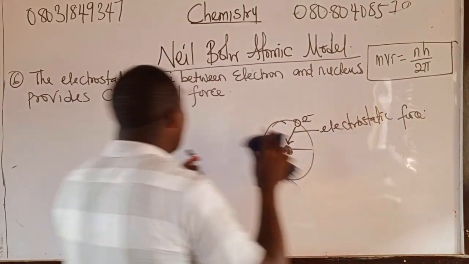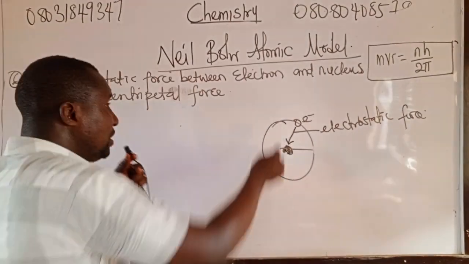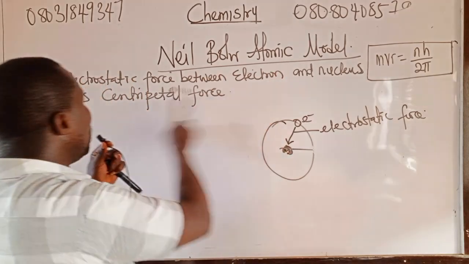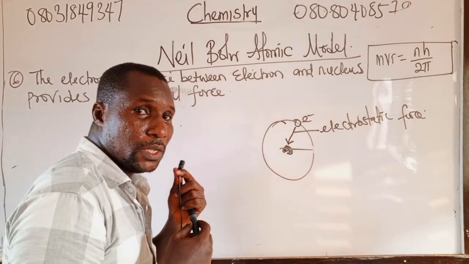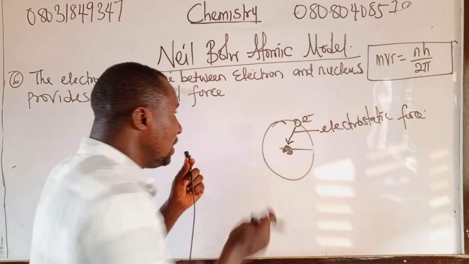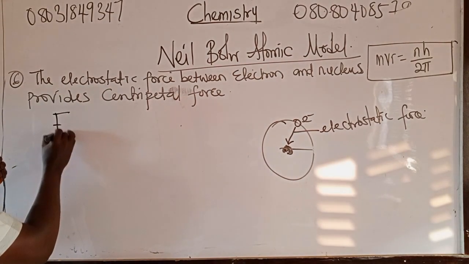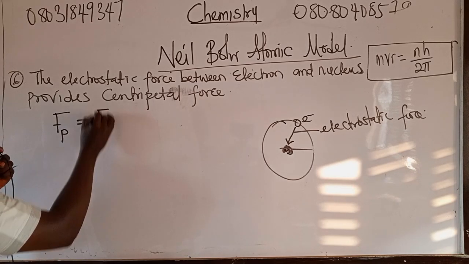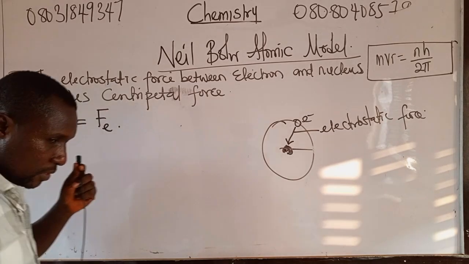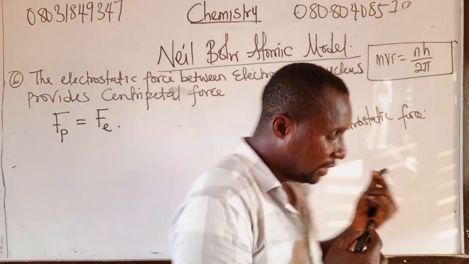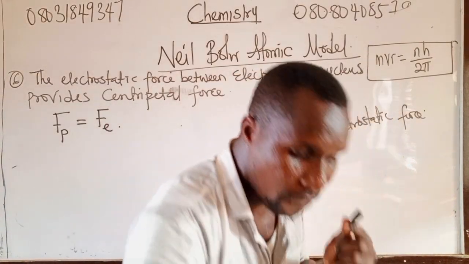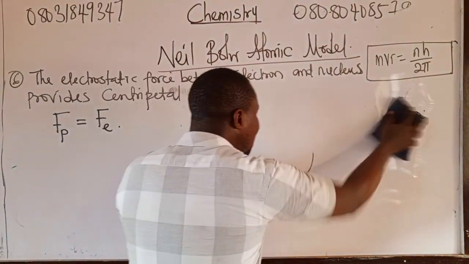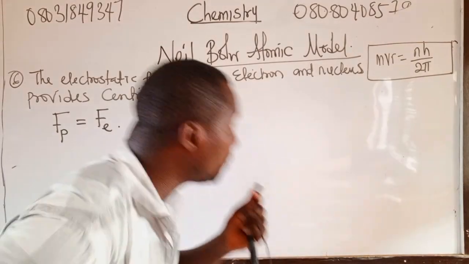Then it says the force of attraction, which is electrostatic force between the electron and the nucleus, provides what? Centripetal force. That means centripetal force is the same thing as electrostatic force. Take note of that. Centripetal force is the same as electrostatic force, because the electrostatic force is providing centripetal force. They are the same.